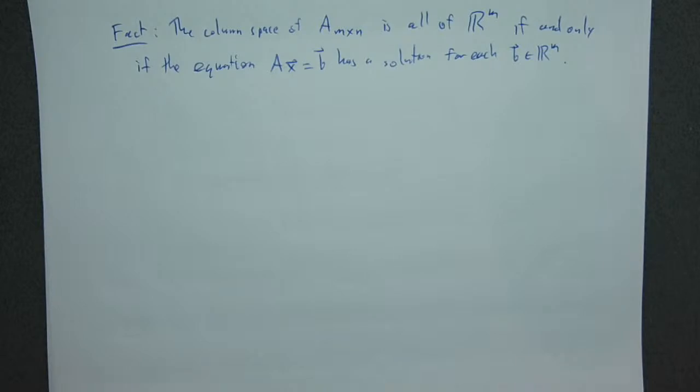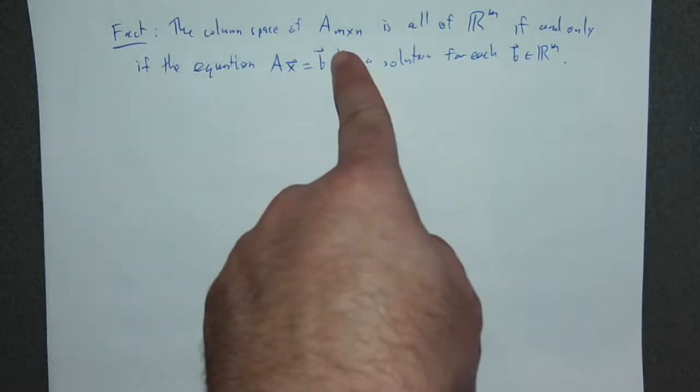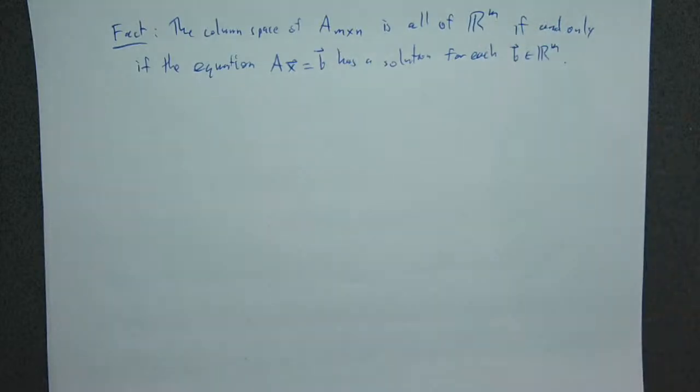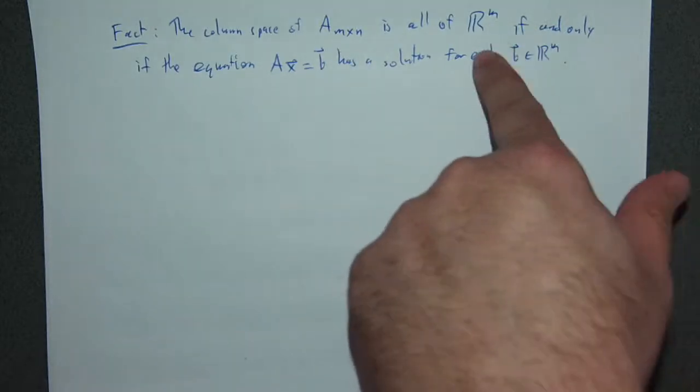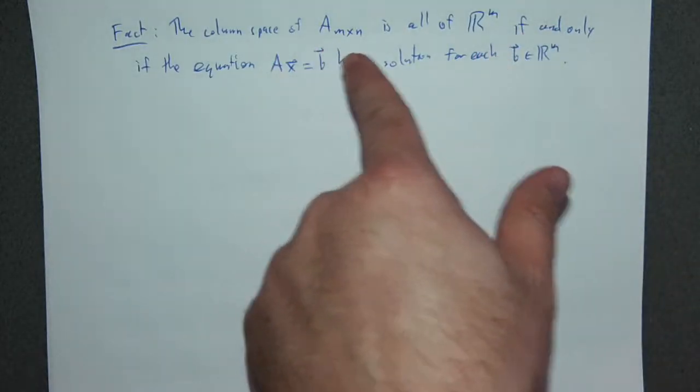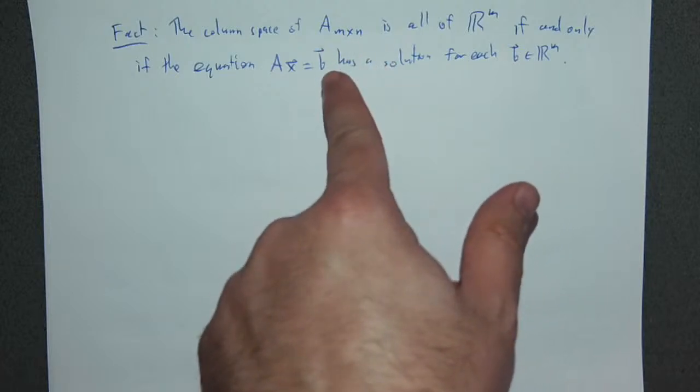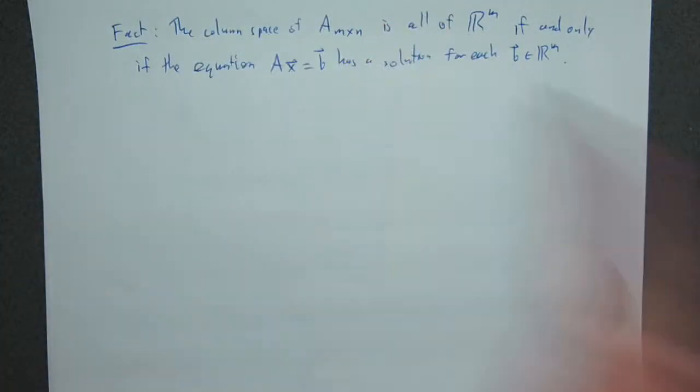So let's think for a second. If the column space of a matrix A is all of Rm, what that means is that every vector in Rm is a linear combination of the columns of A. But if any given vector b is a linear combination of the columns of A, that means Ax equals b has at least one solution for every b. All right, so this fact basically requires no proof. It's basically true by definition of these things.